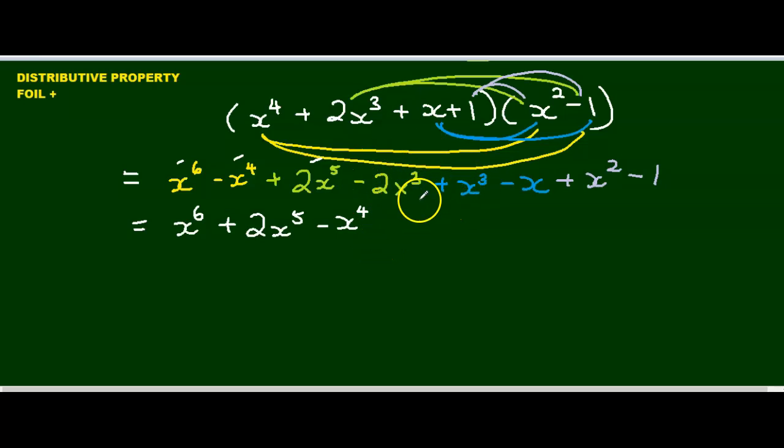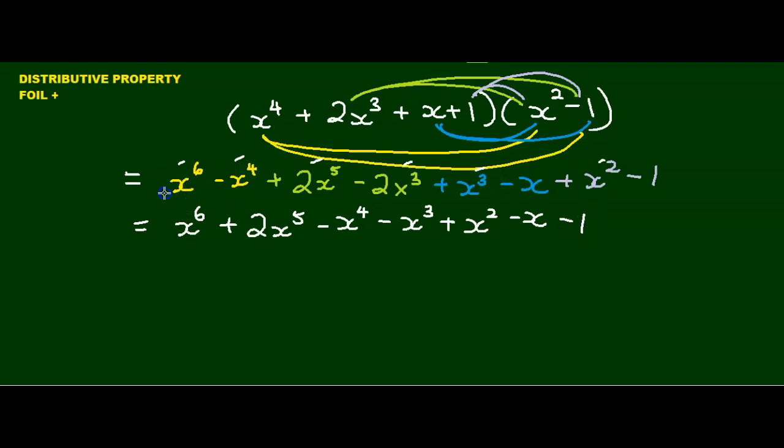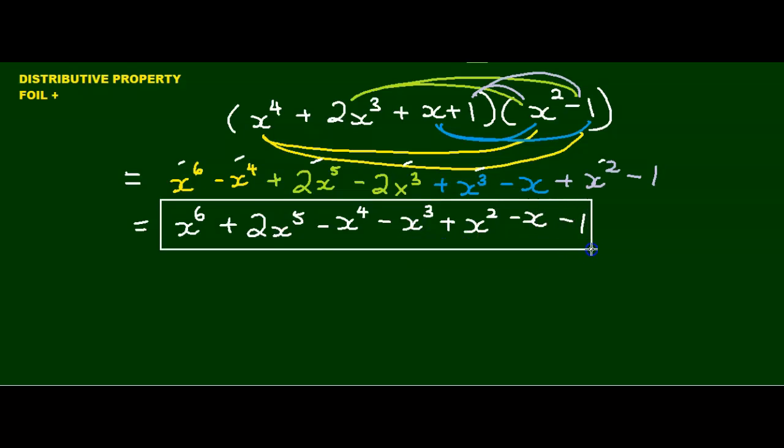Now we have two terms of x to the power of 3. So we have -2x cubed plus x cubed. So we're left with -x cubed. And we have 1 x squared term. Use that. Minus x minus 1. And that's how we solve it by a FOIL-ish method.